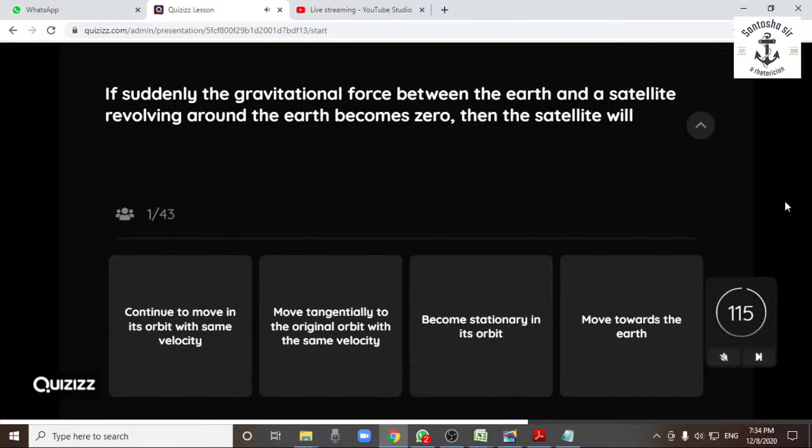If suddenly the gravitational force between the Earth and a satellite revolving around the Earth becomes zero, then the satellite will. Interesting question. So read the options. Please read the question carefully first. If suddenly the gravitational force between the Earth and a satellite revolving around the Earth becomes zero, then the satellite will. What happens to the satellite? 75 seconds more.